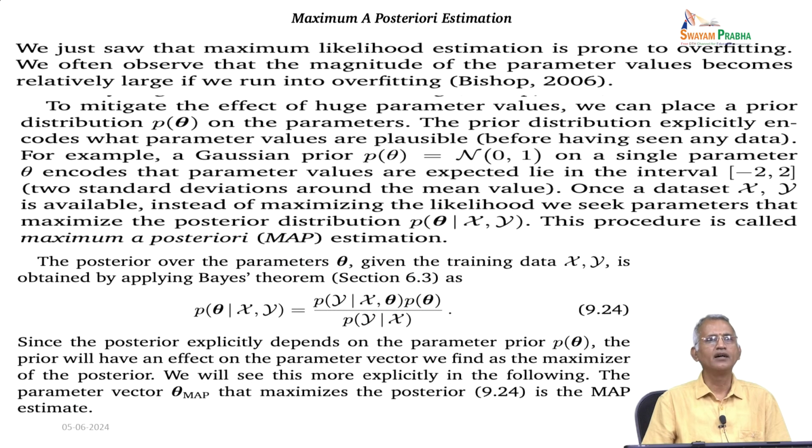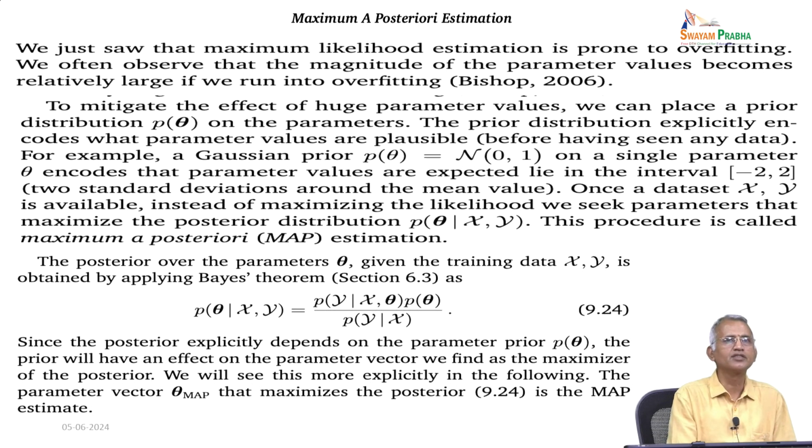Next, we have maximum a posteriori estimation. We just saw that maximum likelihood estimation is prone to overfitting. So, we often observe that the magnitude of the parameter values becomes relatively large if we run into overfitting. To mitigate the effect of huge parameter values, we can place a prior distribution on the parameters. The prior distribution explicitly encodes what parameter values are plausible before having seen any data.